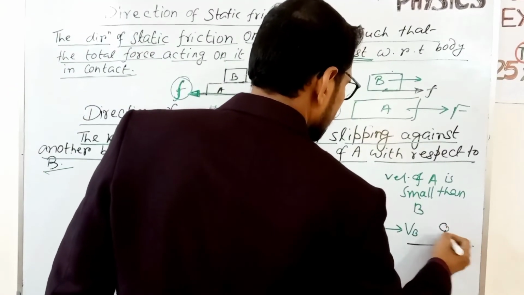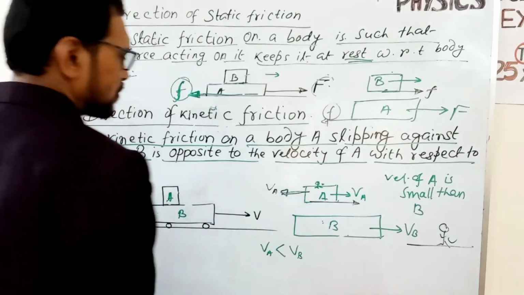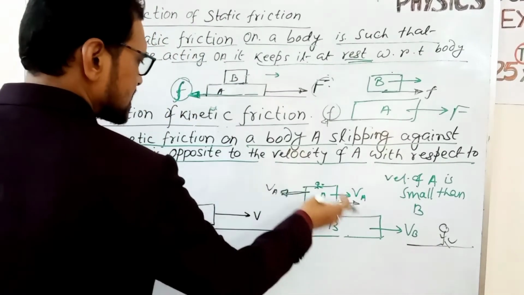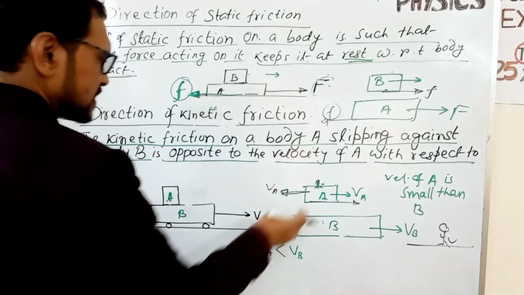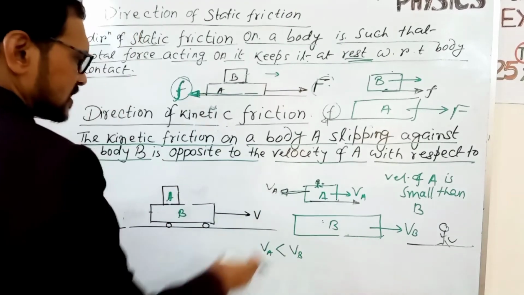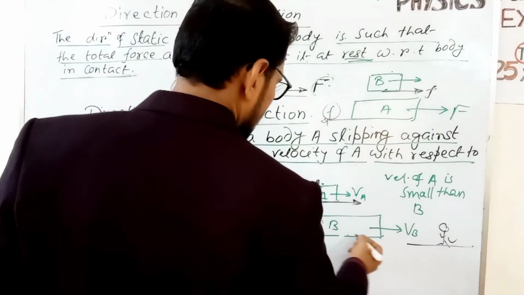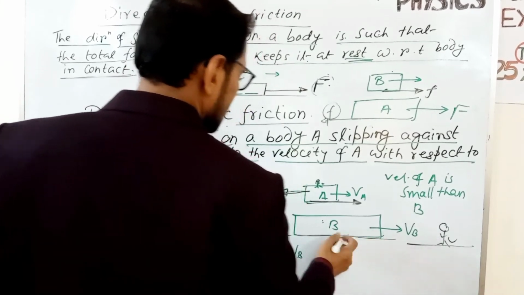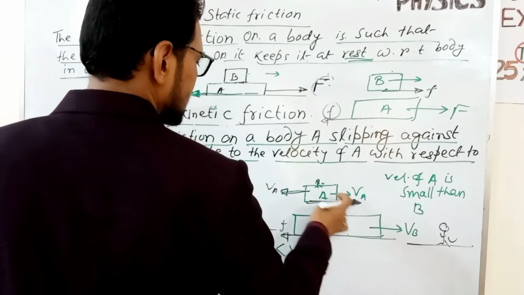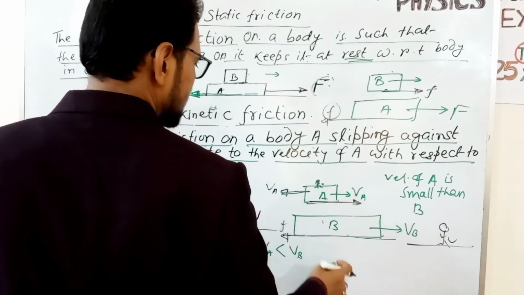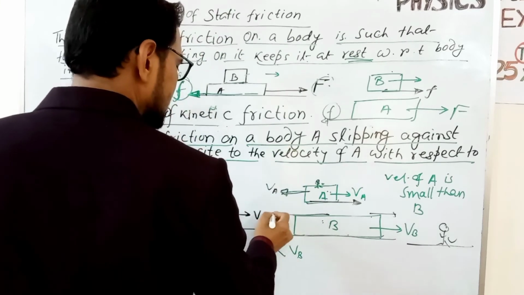If a man observes from the ground, he sees the velocity of blocks A and B in this direction. But if VA is less than VB, then a man on block A observes that this block moves backward with respect to B. So the friction force acts in this direction. With respect to the ground this block moves in this direction, and as VB is greater than VA, with respect to A the block B moves in this direction, so the friction force acts in this direction.